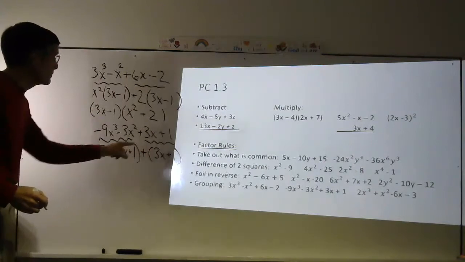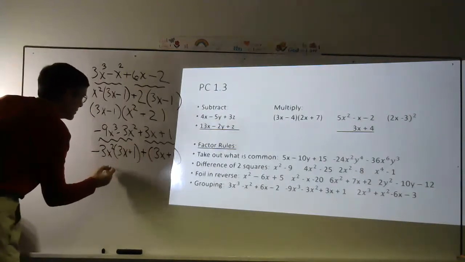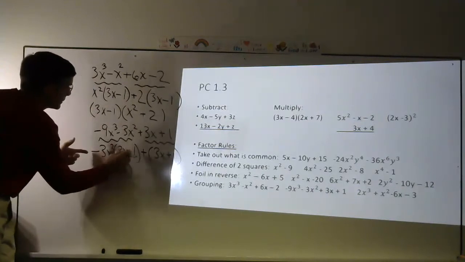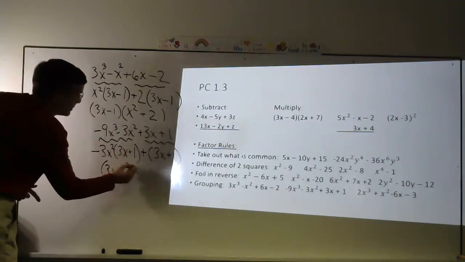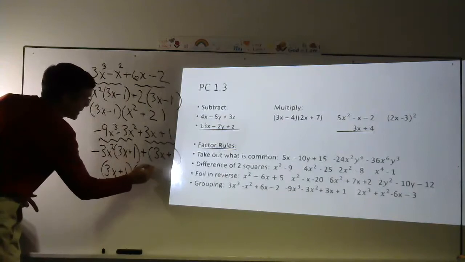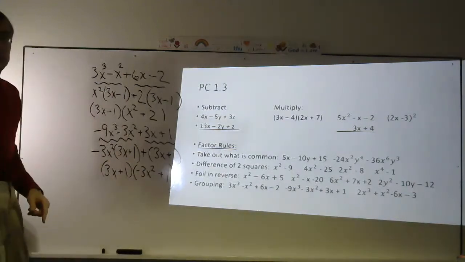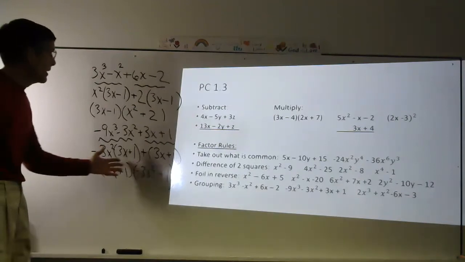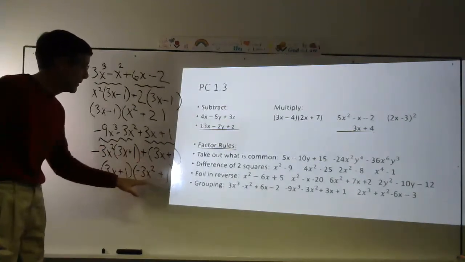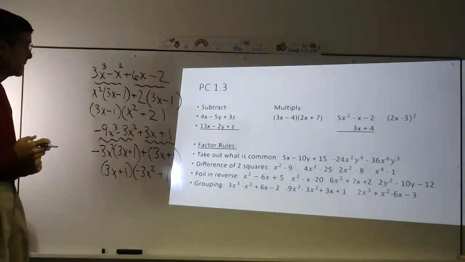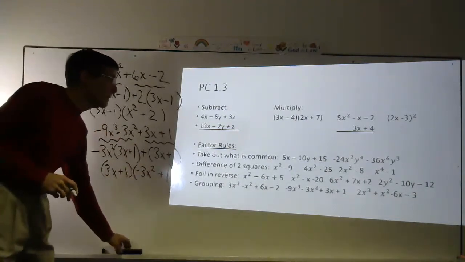And now you have a 3x plus 1 in both places. I'm going to take it out. And look what's left over here. When you get rid of the 3x plus 1, you have a negative 3x squared, and you have a plus 1. Okay? Once again, you can't do anything more to this because 1 and 3s are not squares. Okay? It's broken down as far as it'll go.